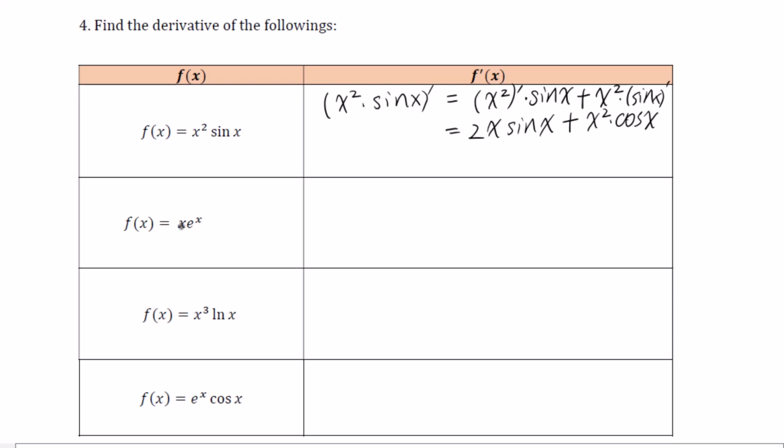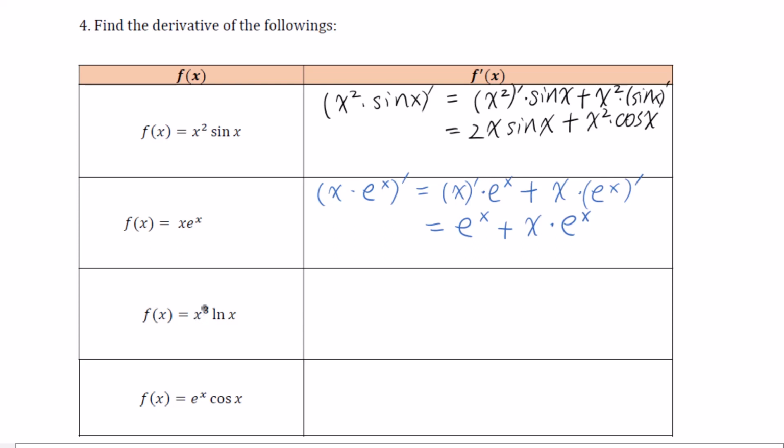f of x equals x times e to the x power. So (x times e to the x power) prime equals x prime times e to the x power. Then we switch the prime: x times (e to the x power) prime. x prime equals 1, so we have e to the x power plus x times the derivative of e to the x power, which is itself. So times e to the x power.